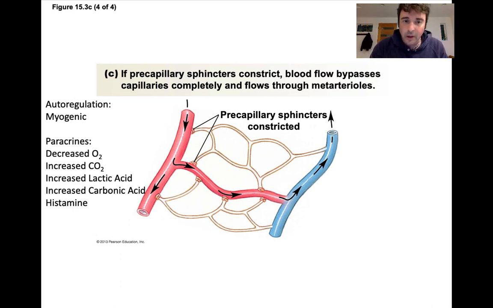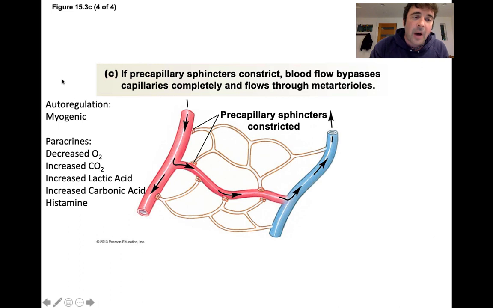Autoregulation. If precapillary sphincters constrict, blood flow to those particular capillary networks will decrease, right? Because when you decrease the radius of a blood vessel, resistance increases and flow decreases. In other words, if you constrict a precapillary sphincter, blood flow to a particular capillary network is going to decrease.